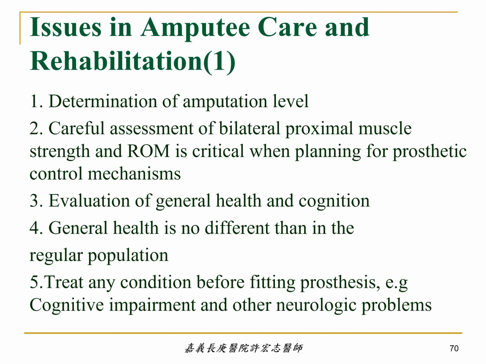Here are some important issues of amputee care and rehabilitation. The first one is that we have to determine the level of amputation. As we have said before, the longer the amputee's residual limb remains, the easier the prosthesis will be controlled. So determination of the amputation level is important. And we have to do careful assessment of these muscles, because muscle power is important for the prosthetic control mechanism, especially nowadays when we are using myoelectric hands.